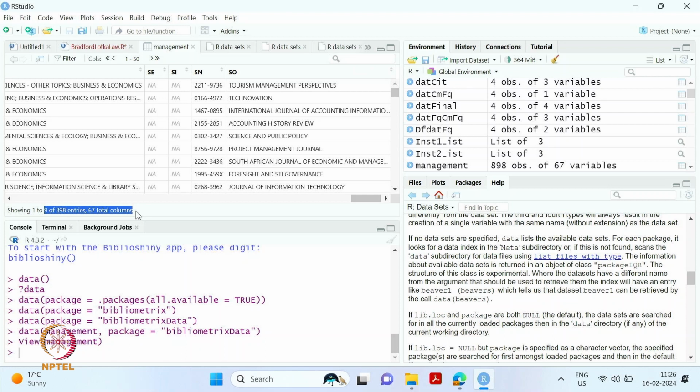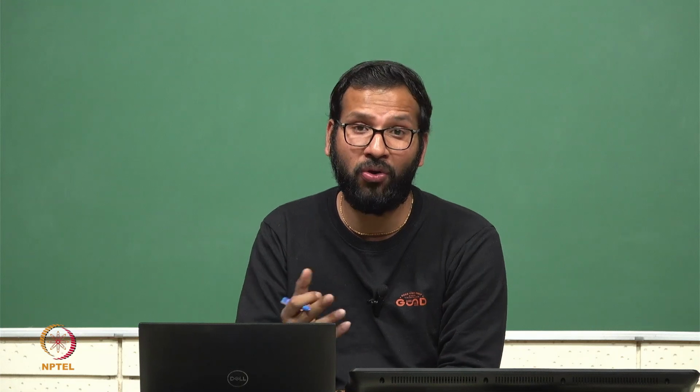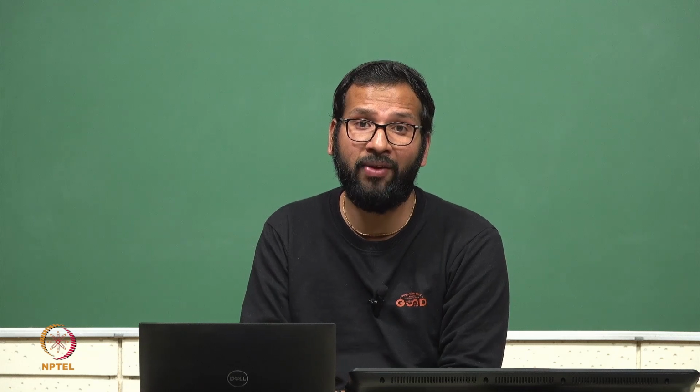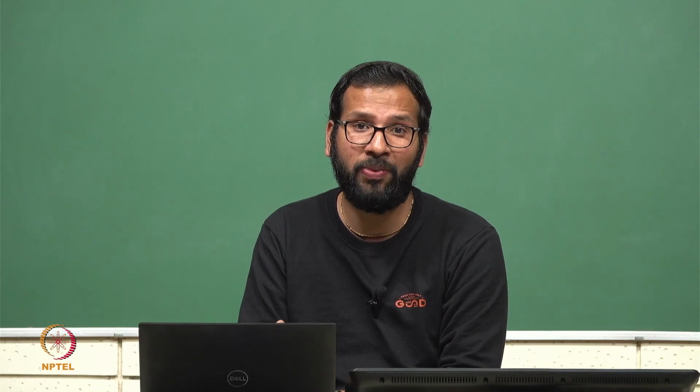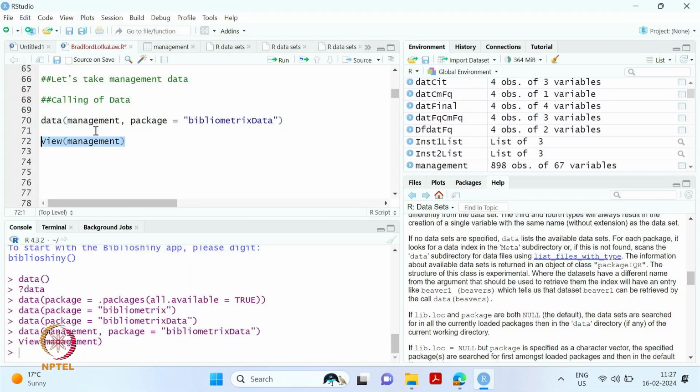As a practice, let us know in the discussion forum how you are able to identify what all the different column names are and what all the different rows are, what exactly the dimension of this particular data set in R is. So this is our data set. Management is already there.